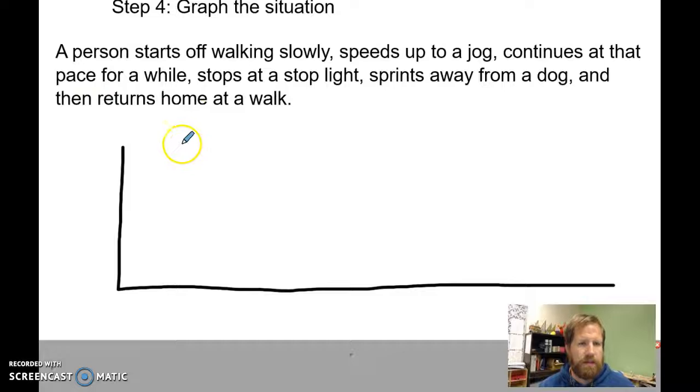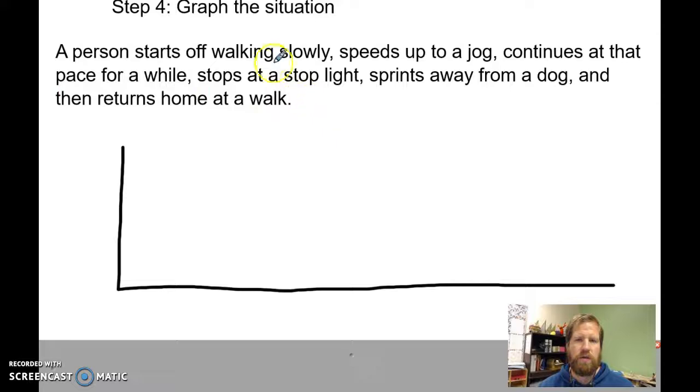So now here we have our graph, and we've got our situation up here. First thing is to read the situation. A person starts off walking slowly, speeds up to a jog, continues at that pace for a while, stops at a stoplight, sprints away from a dog, and then returns home at a walk.